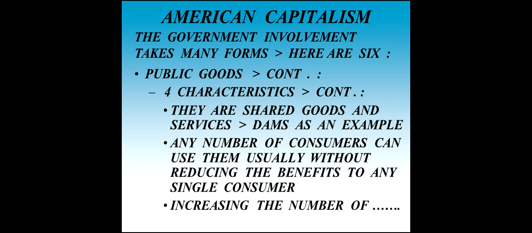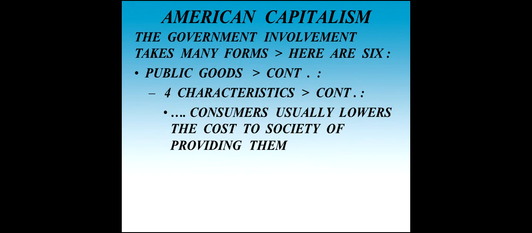The fourth characteristic is that increasing the number of people that actually use, or consumers that use, the public good will usually lower the cost to society of providing them. Take a road as a simple example. Let's say, to just pick a number, it costs us $1 million to build a road, and the road is going to be there for 100 plus years.